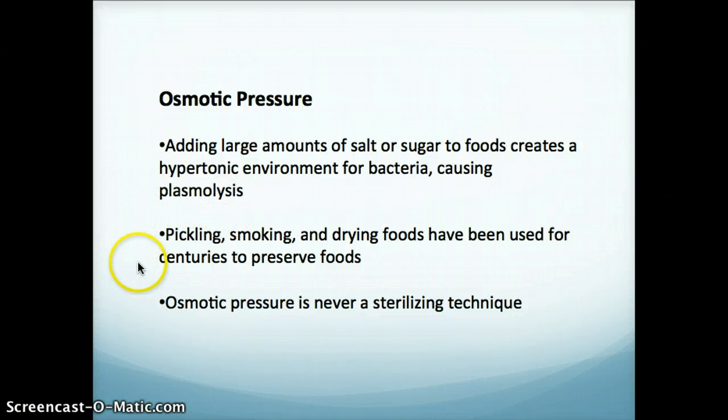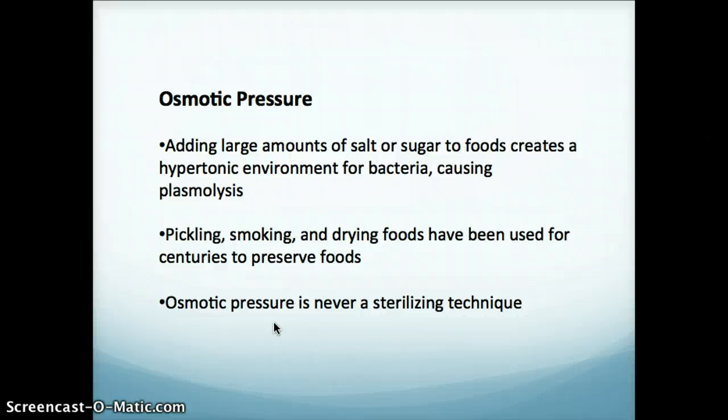And this has been known for centuries, even before we understood bacteria. We've had pickling and smoking of meat and dry foods. Things like preserving of meat and different foods has been going on for ages because they've realized then that food won't spoil. And what causes the food to spoil? It's those microbes. However, osmotic pressure is never a sterilizing technique, so it doesn't go to the level of sterilization.